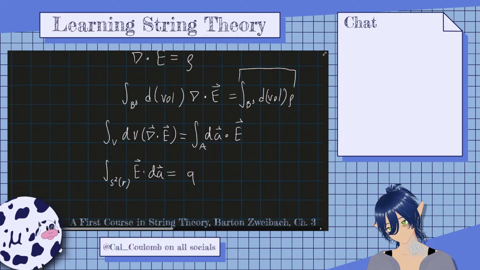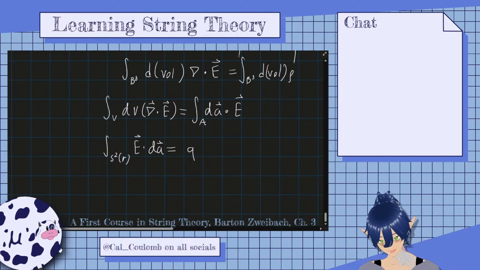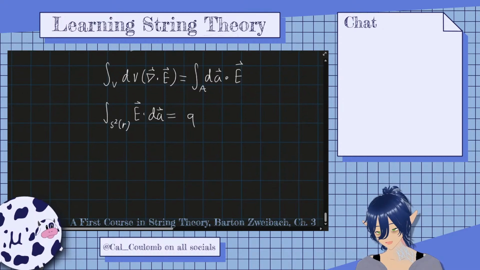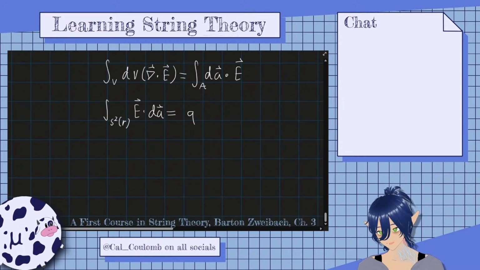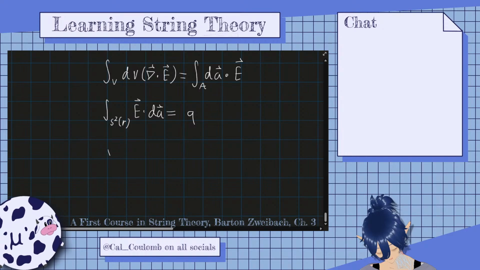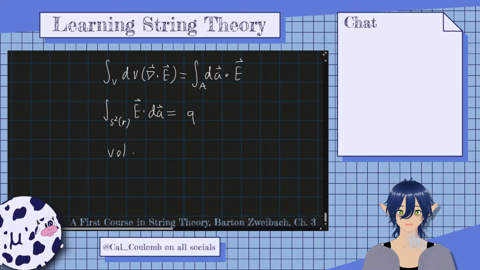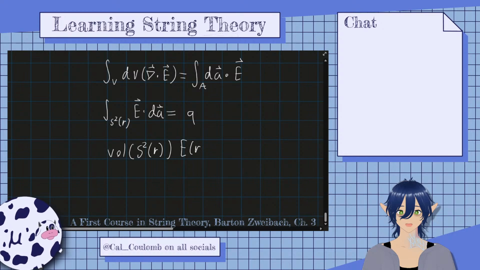All right. Since the magnitude E of R of the electric field is constant over the two sphere, we get that the volume of S2 of R times E of R is equal to Q.